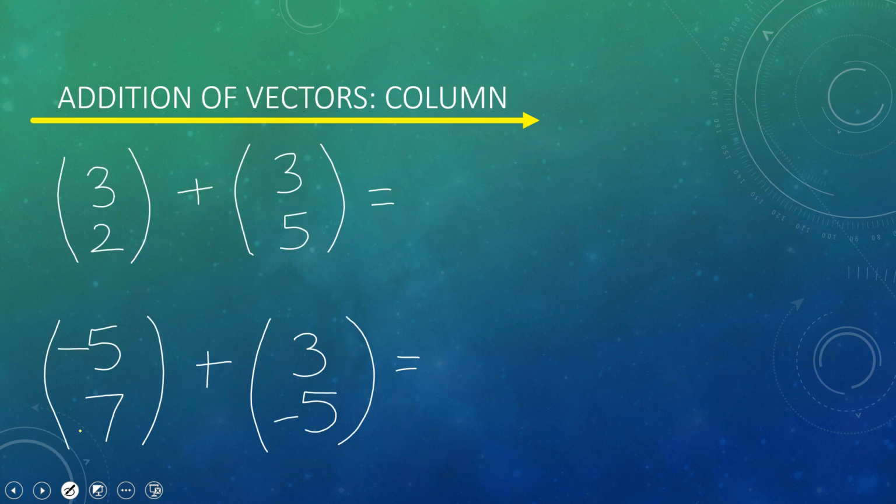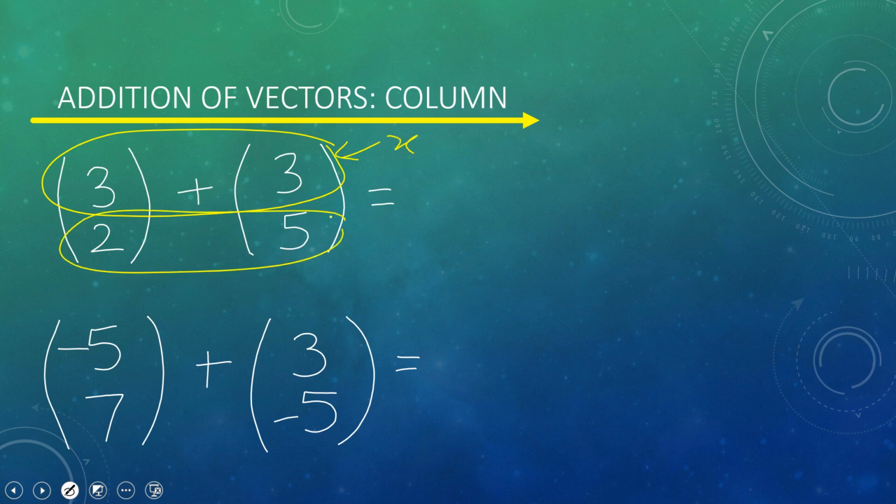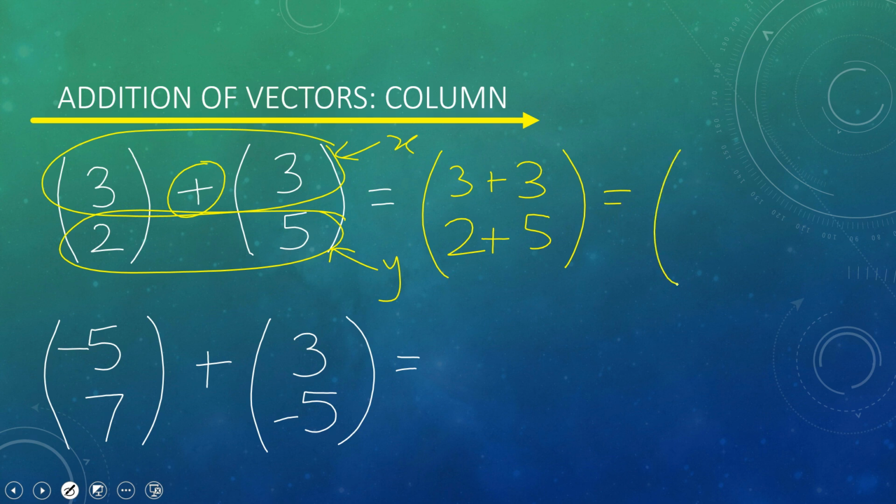For addition of vectors, especially those expressed in column form, we add or subtract element-wise. So this is the x component and these are the y components. What we do is we add the x components because we've been told to add, and we also add the y components. When doing that, we get 6 and 7. Just normal arithmetic, nothing too hard.